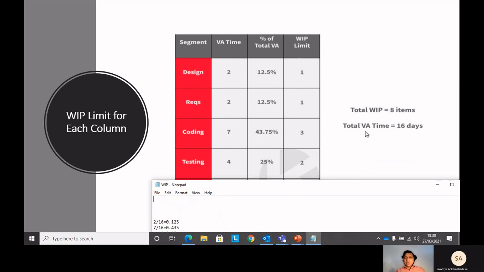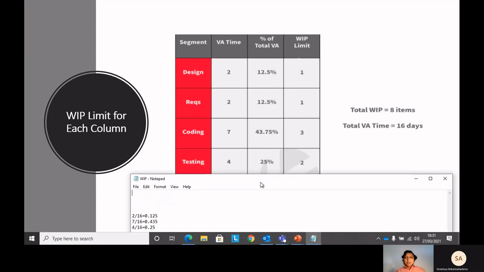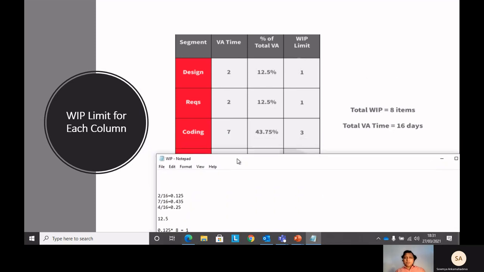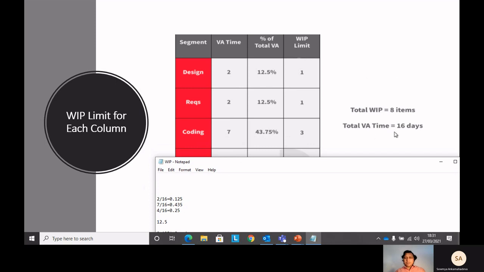And we know that value add time is 16 days. If you remember these 2, 7, 4 and 1, these are the value times which we added in the beginning, and that's the reason the sum comes to 16. So what we are doing is simply dividing 2 by 16. That's it, nothing else. Value add for, let's say, design was 2 and the total value add time was 16, so we are just dividing 2 by 16. It comes to around 0.125, which is nothing but 12.5.